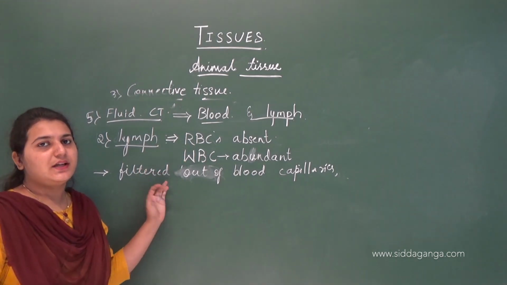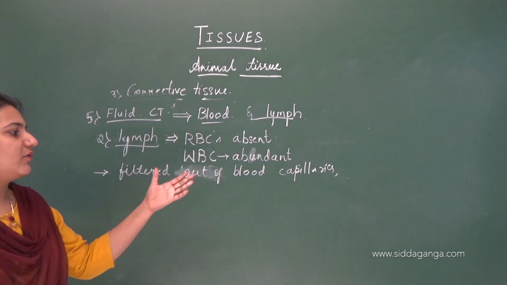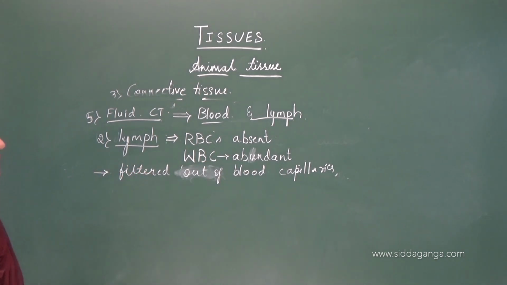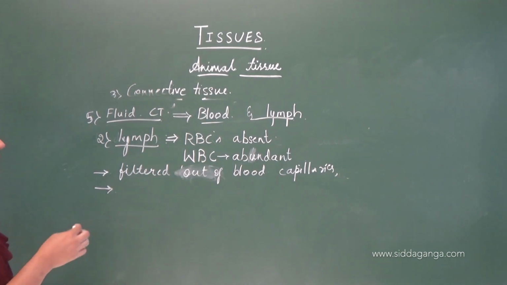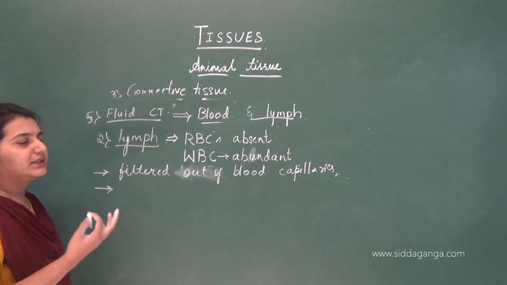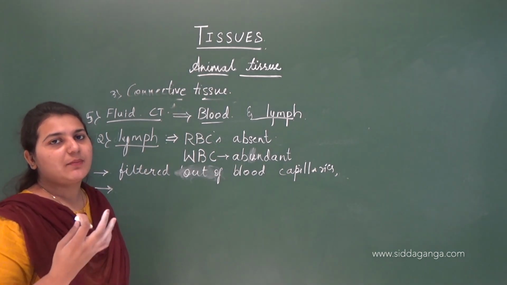This is a colorless fluid which is filtered out of the blood capillaries, and during this filtration there is a removal of RBC, hence only white fluid, that's what we get if the blood is filtered from these blood capillaries. There is absence of RBC, and due to this reason WBC are more in number. Lymph is the colorless fluid filtered out of the blood capillaries which lacks RBC, whereas WBC are abundant in nature.